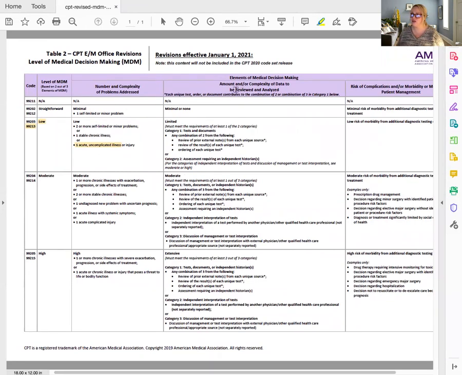And I would say there's no test that I could see. There are no independent historians. There is no discussion of management or test interpretations. And so that qualifies all three of the categories that would fall under data and complexity. And so I have NA or none.